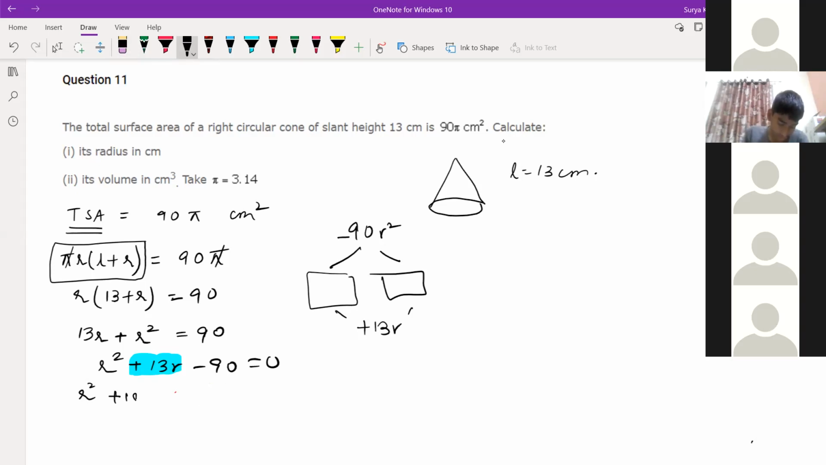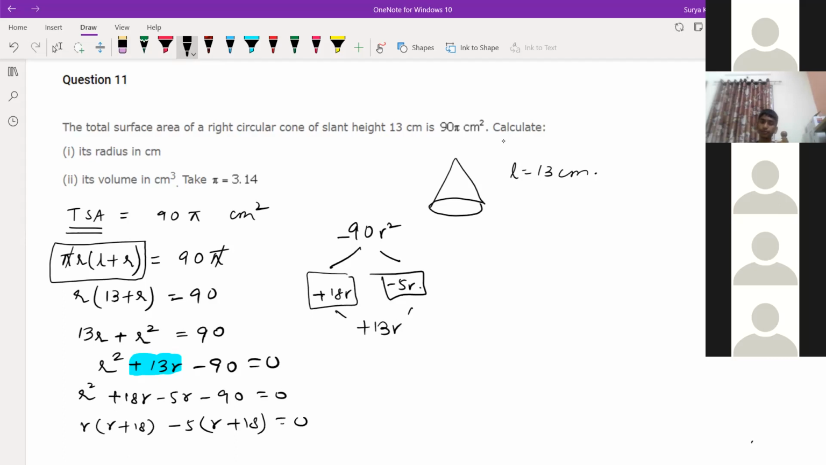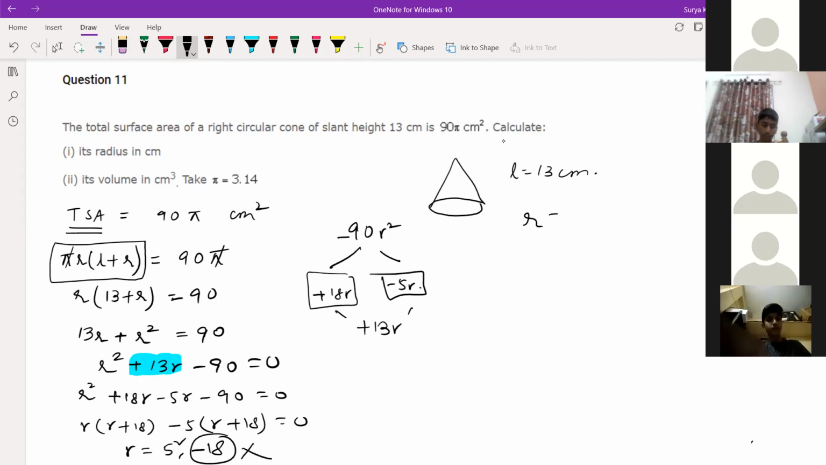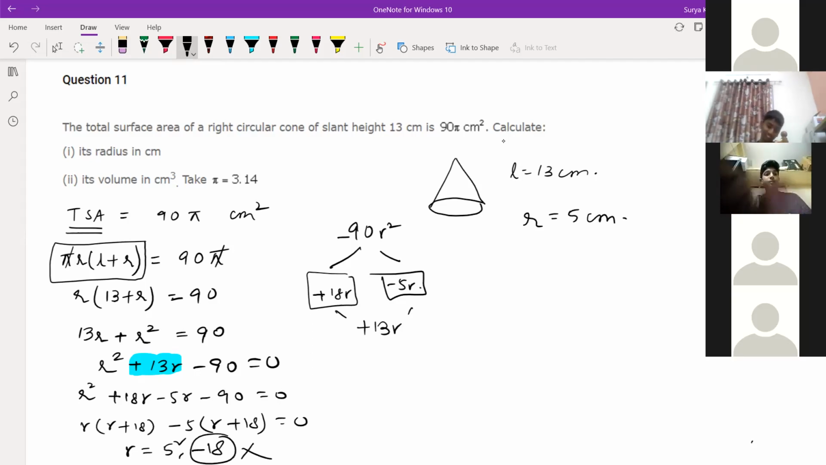So plus 18 R and minus 5 R you have to write, and minus 90 is equal to 0. R is common, R plus 18, and 5 is common, R minus 5 into R plus 18 is equal to 0. So R is equal to 5 and minus 18. Minus 18 is not required. So the radius we got is 5 centimeter.